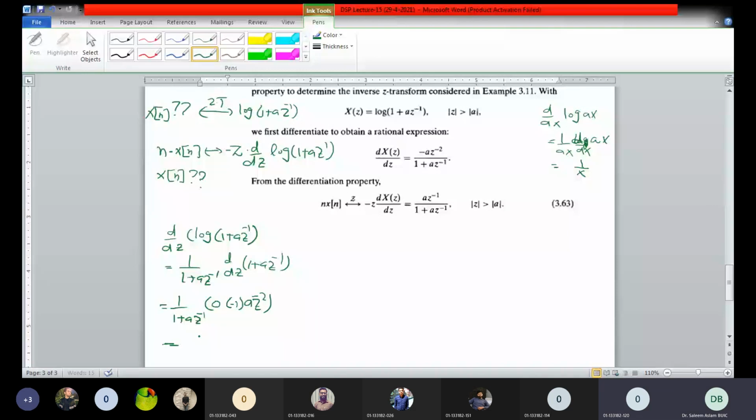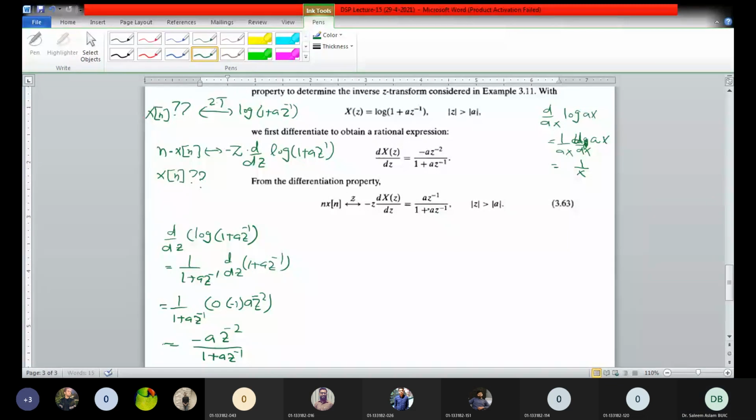So it is minus a z to the power -2 over 1 plus a z inverse. So this is dX by dz, right? This is what we calculated, and we multiply it with minus z. When we multiply with minus z, minus minus becomes plus, and here we have z to the power 1 and there z to the power -2, so it will become z to the power -1, because -2 + 1 is -1. So the net answer is a z inverse over 1 plus a z inverse.